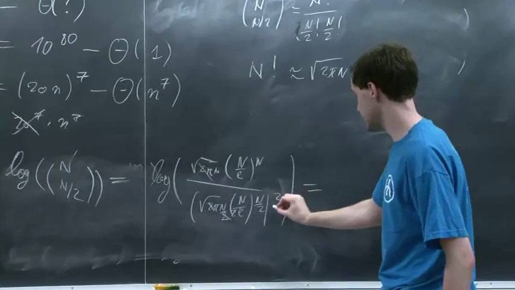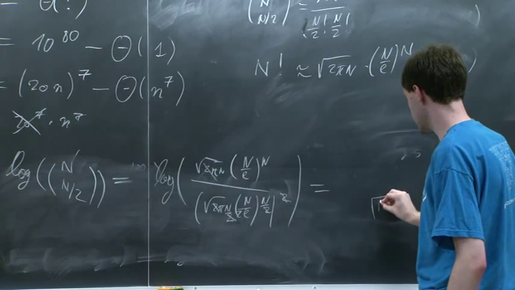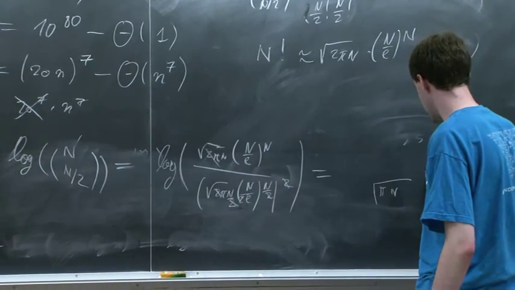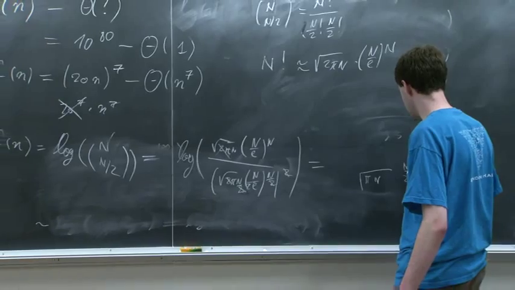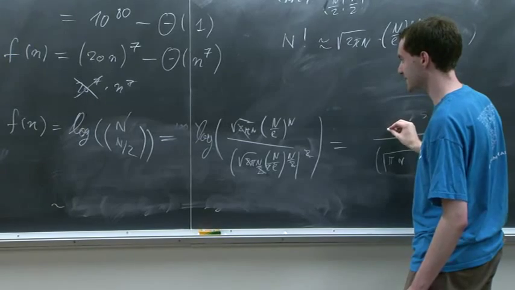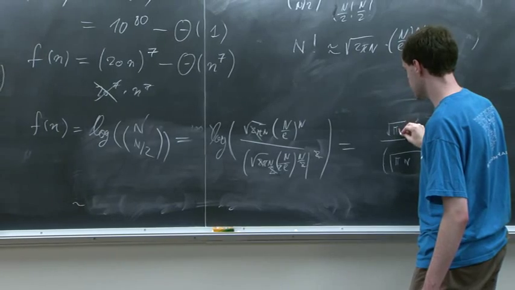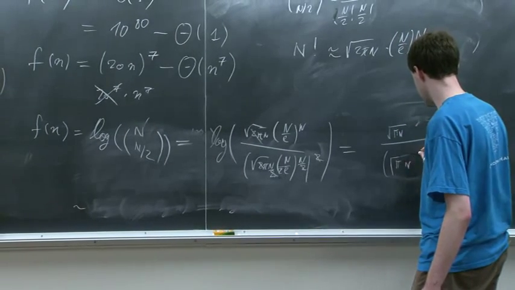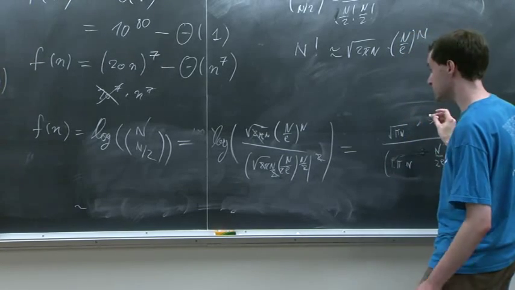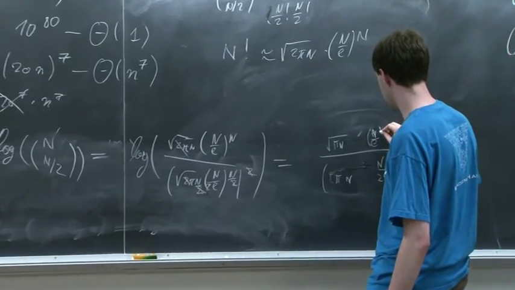Okay, so we can distribute this exponent here to cancel this, and then we get a square root of pi n times n over 2, and sorry about my handwriting. Square root of pi n, and this is square root squared, so that cancels, times n over n.